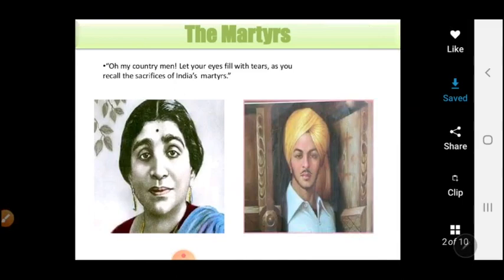So, in this chapter, you will have a pictorial representation, or you can say the glimpses of the history of India. It recalls the story of freedom through pictures. It explains the ideas that led to the first war of independence in 1857.